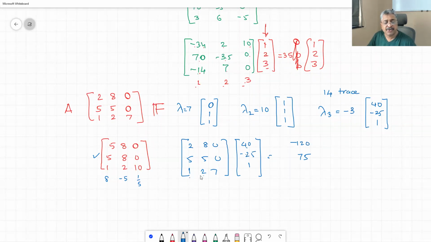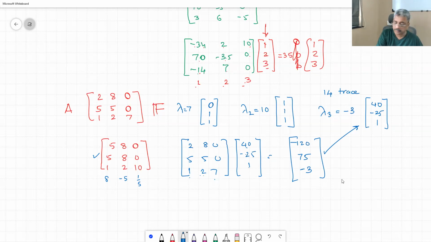Minus 50, that is minus 10, plus 7 is equal to minus 3 times this vector, and everything is falling in place. I hope you are understanding.